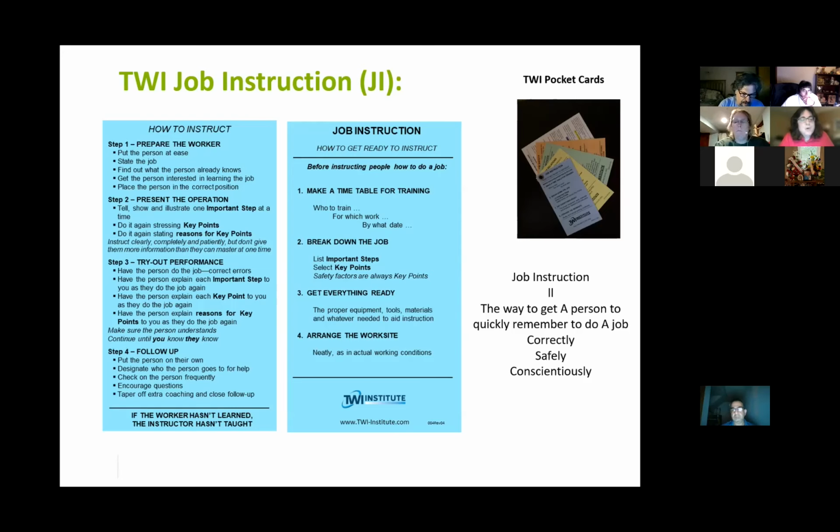So, a really important definition. The blue box in the middle of the slide is titled How to Get Ready to Instruct. I'm not going to go over everything on this card because we'd take too long, but I want to point out two highlights, item 1 and item 2. Item 1 says make a timetable for training. This is a really important piece of deploying job instruction. And this is a proactive training plan going forward. This is not just a training matrix that says who's trained on what.